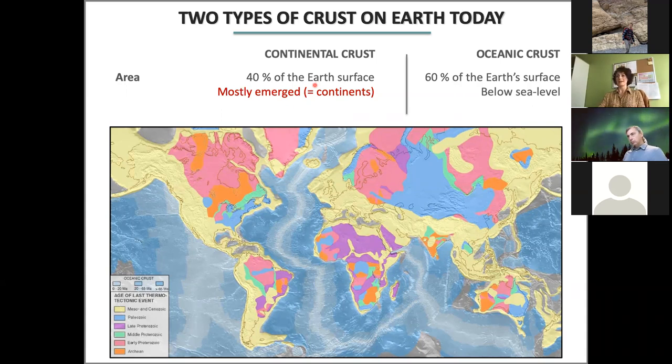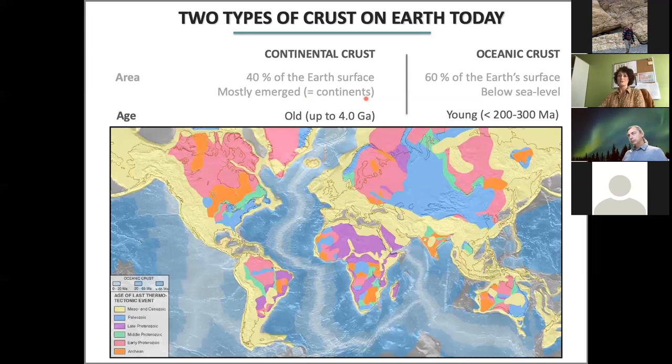And I would like here to insist on these differences that I will try to make all through the talk, the differences between continents and continental crust. So for me, continents is the emerged part of continental crust. So on this map, it fits pretty well, continents and continental crust, but it may not be the case in the Archean.